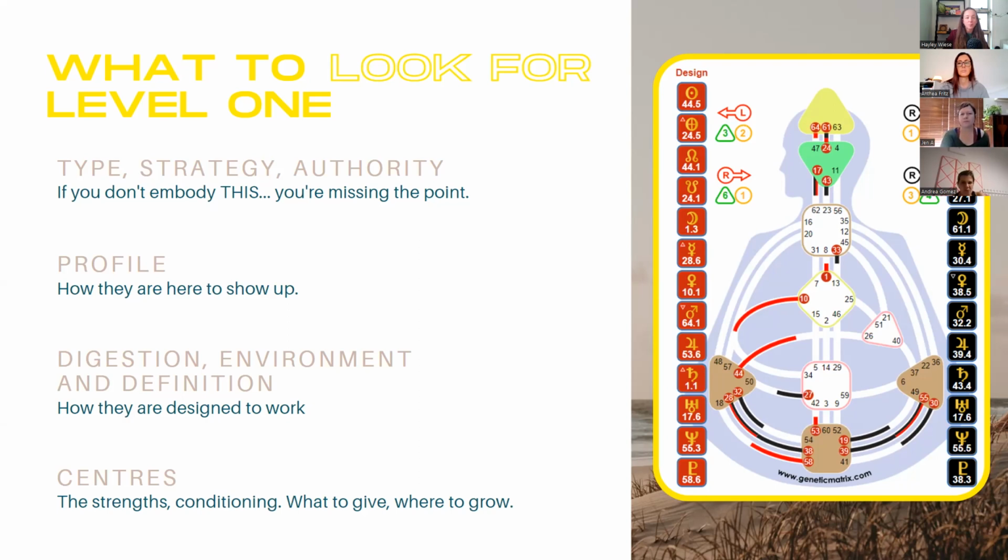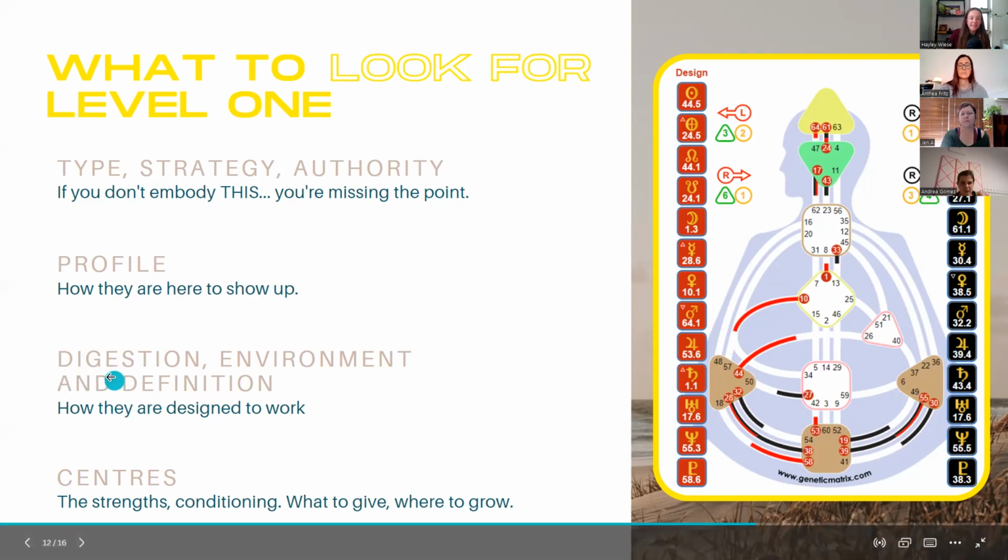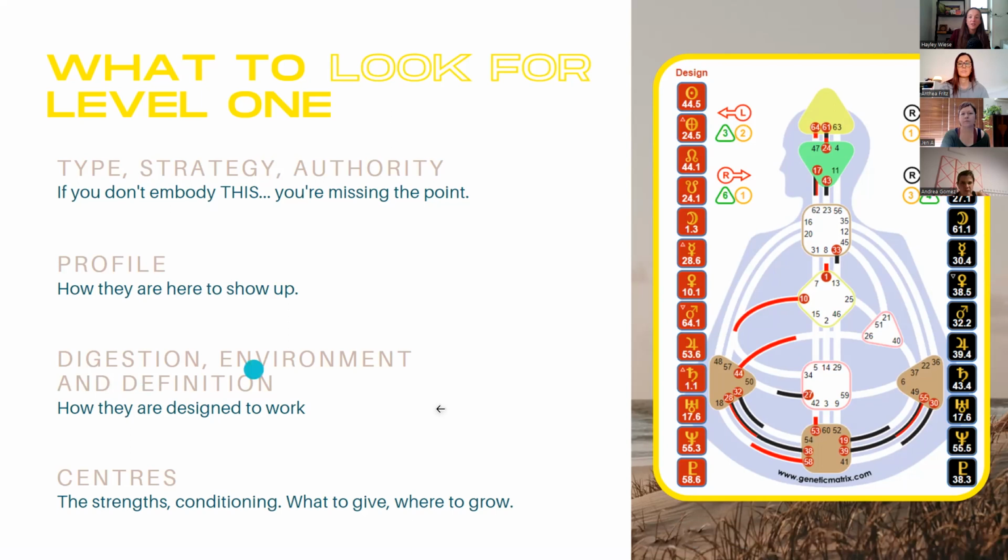Okay. Now, the digestion, environment, and definition. This is how you're designed to work. These are these little variables up here. And I cover these again, even in my standard basic course. All of this gets covered in my $299 basic course, guys. There's so much wisdom in there. It's insane. At least enough for you to start chewing on it and digesting it and utilizing it.